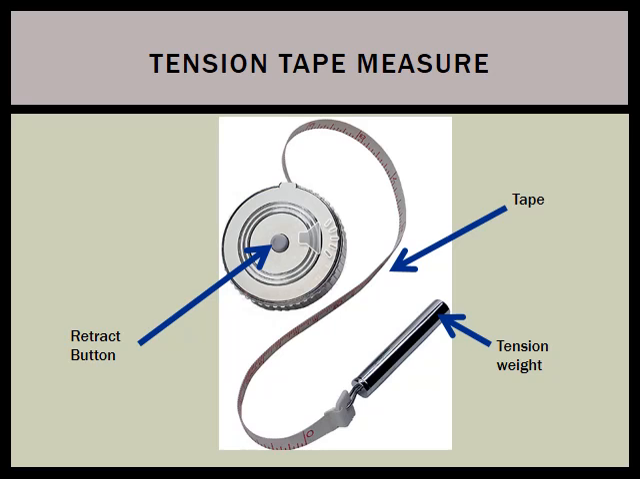Our tape measures in class do not include a tension weight, but a tension weight can be added. The tension weight helps to ensure accuracy. As you wrap the tape around a person's waist or hip or other body part, you click the retract button. The tension weight will help to pull that tape a little bit tighter for the most accurate measurement.